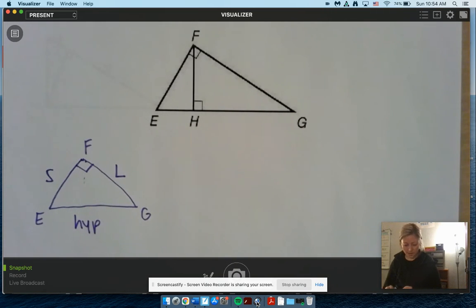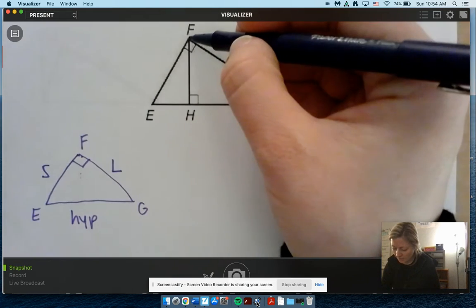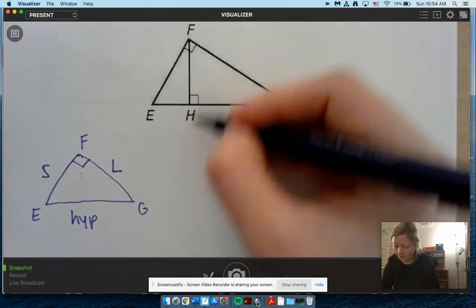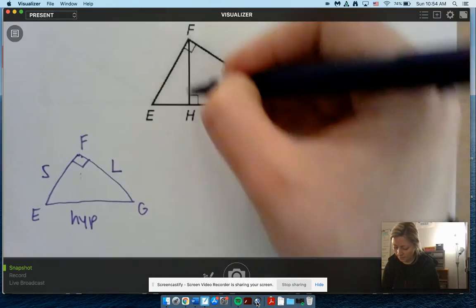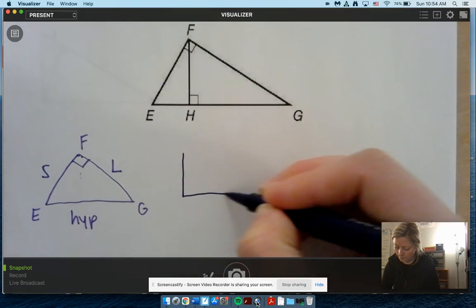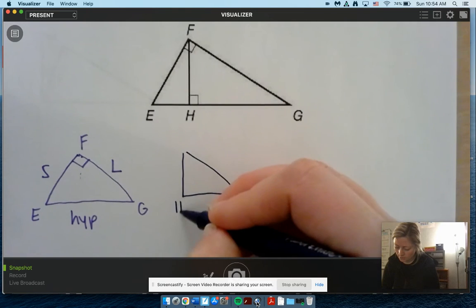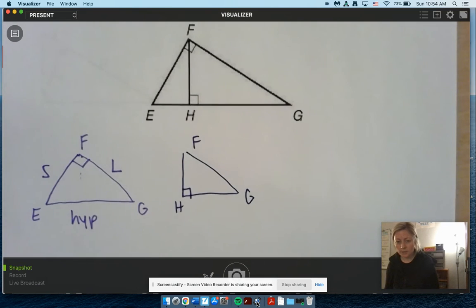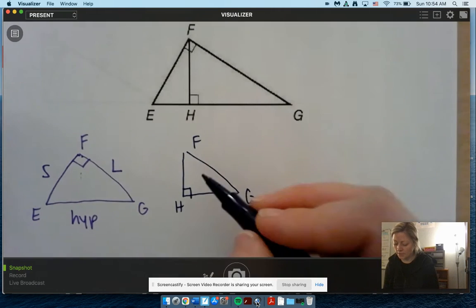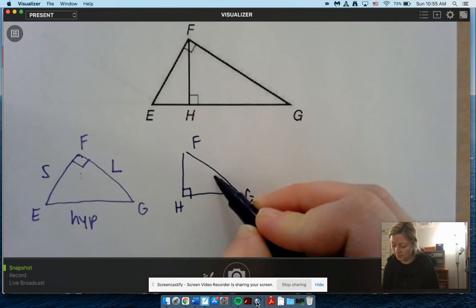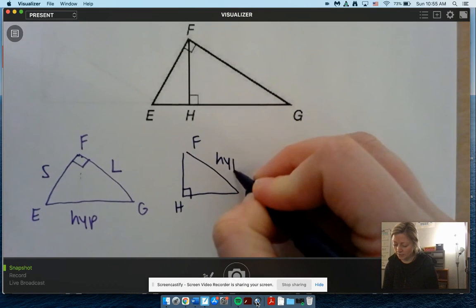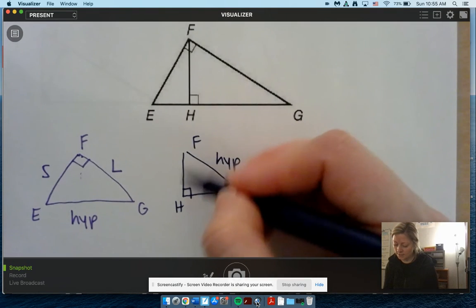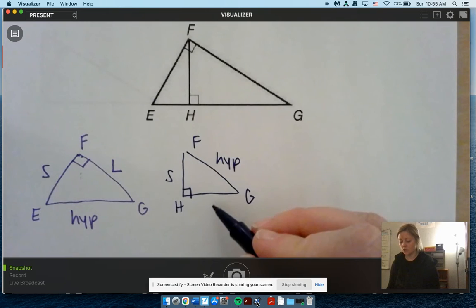Now let's draw out HFG. So do you guys see this triangle here? I'm going to draw that one right here. So HFG. So again, start with your easy leg. That's your hypotenuse. That's the one across from that right angle. So here's our hypotenuse. Our short leg would be HF. So I'm going to put an S. And then our long leg would be HG.